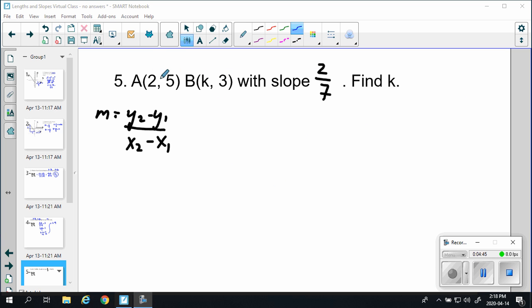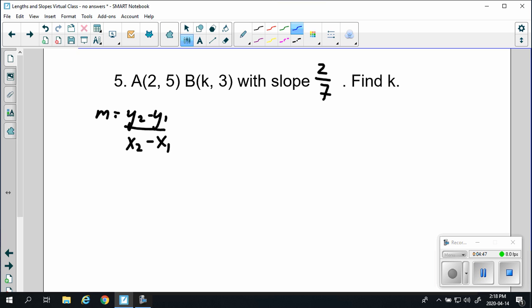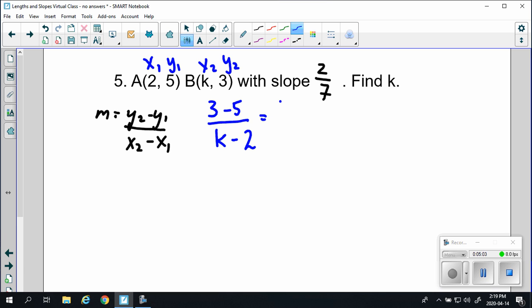Here's a harder example when they're asking us to find k. So here's x1, y1, x2, y2, and they've given us a slope of 2 over 7. So y2 minus y1 over x2 minus x1 is 2 over 7. So we'll simplify that as best we can, which is negative 2 over k minus 2 is equal to 2 over 7.